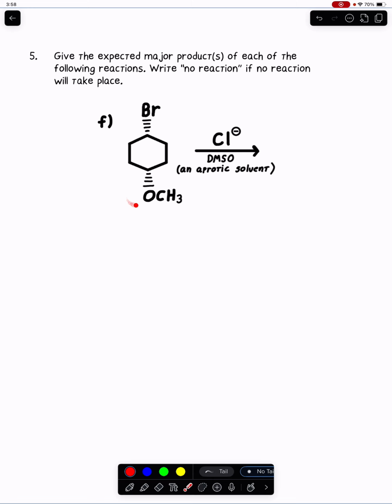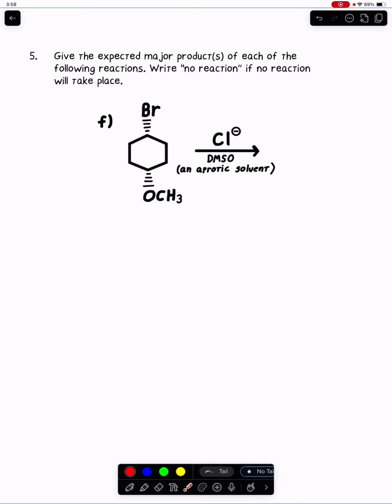This methoxy substituent, oxygen, is not a good leaving group in this case because that oxygen leaves with negative charge, and that negative charge is just stuck on that oxygen, and the bond between carbon and oxygen is a relatively strong bond. So the methoxy group is not a good leaving group. Chlorine here, chloride, has a full negative charge. That is our nucleophile. It is dissolved in an aprotic solvent called DMSO. Just be familiar with that. You're going to see that a lot. DMSO just means an aprotic solvent.